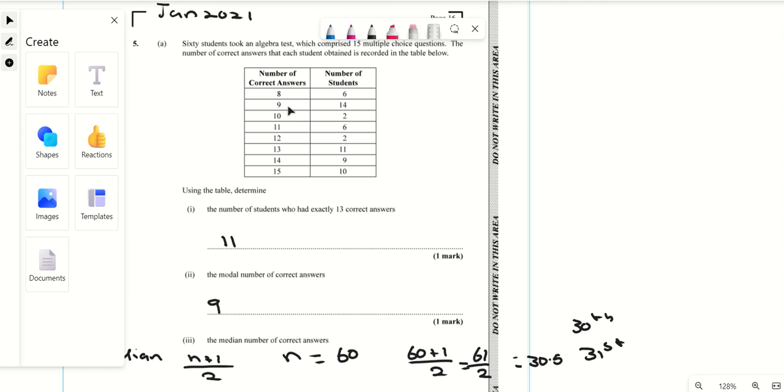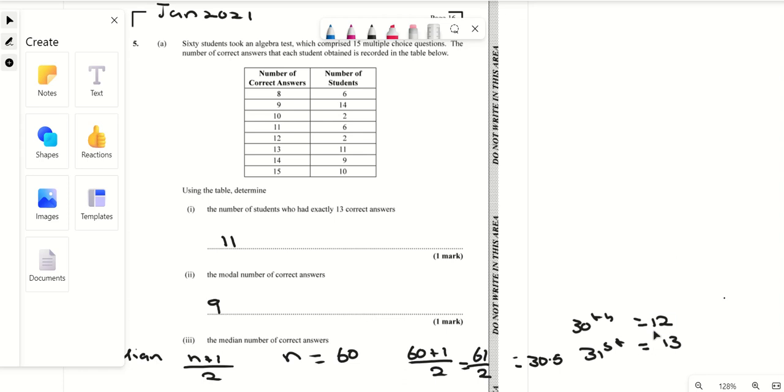So the 20 students got 8 and 9. Then you're going to add 2, which is 22. Then you're going to add 6, that's 28. So here's 28. Then you're going to add 2. So now you know that your 30th person, they got 12. So the 30th is equal to 12, right? And then your 31st would be 13. Is equal to 13. Right?